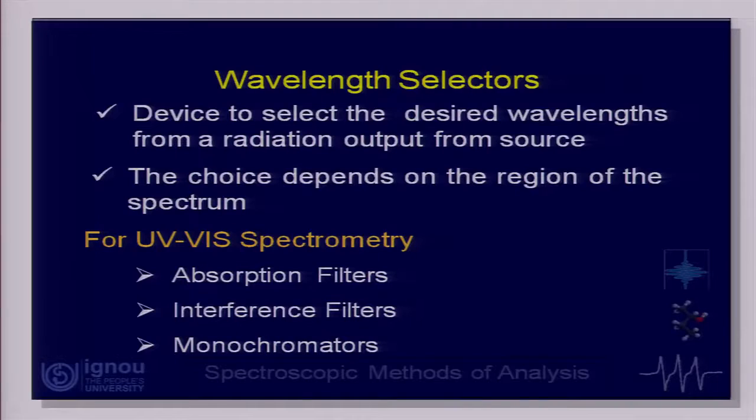Now, coming back to UV visible spectrometry, essentially there are three kinds of selectors we use. One, the most common or simplest, is absorption filters, then there are interference filters, and then we have monochromators. Let us learn about each one of them.